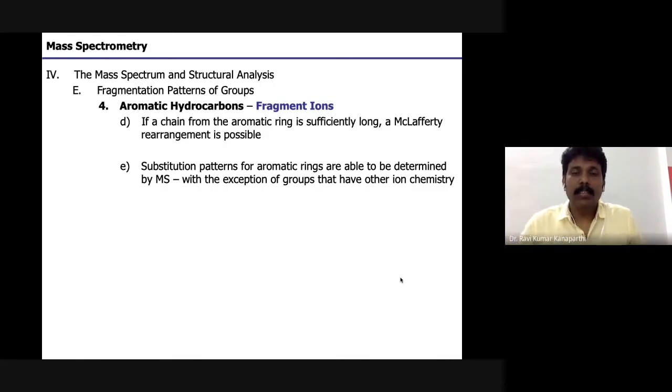And if the alkyl chain on the aromatic ring is fairly lengthy, then it will undergo McLafferty rearrangement. Okay, that is another point one should remember.